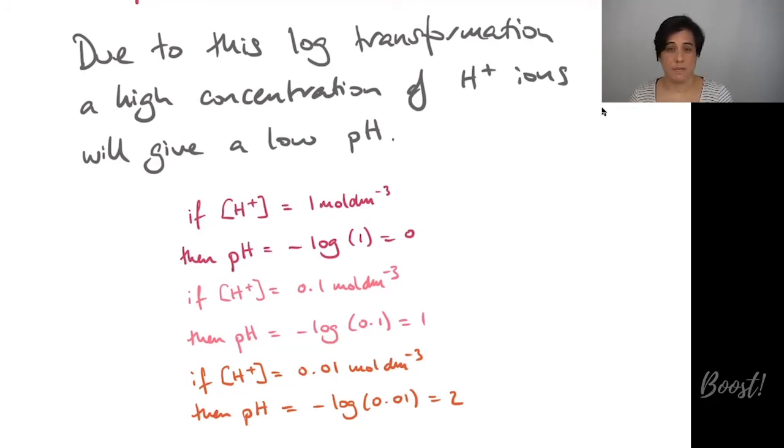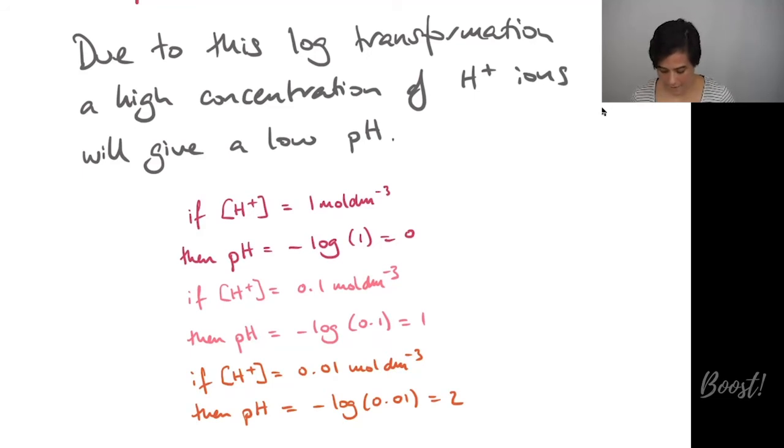So 1 mole per decimeter cubed is actually relatively concentrated for an acid, and that gives us a very, very low pH of 0. If we had an even higher concentration of H+ ions, then we would have negative pH values, which are quite unusual because we don't usually have acids more concentrated than 1 mole per decimeter cubed. But it's worth knowing that it is possible to get a pH of less than 0. Usually we have concentrations in the region of 0.1 or 0.01 moles per decimeter cubed, and that's what gives us the pHs that we're more used to.